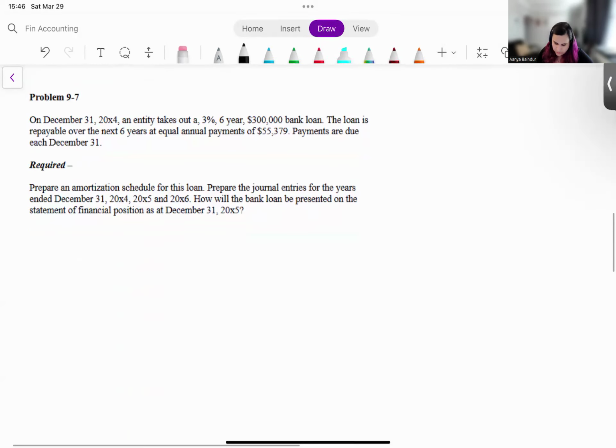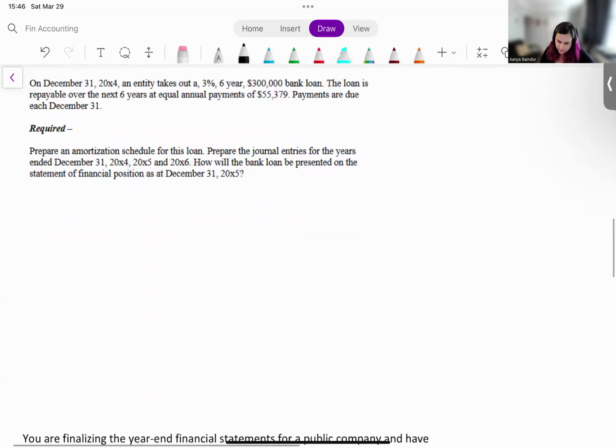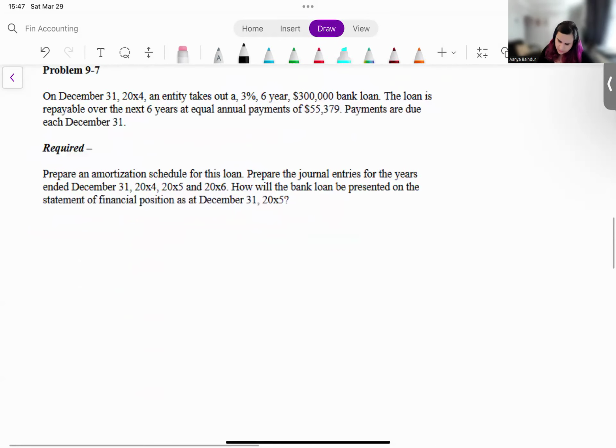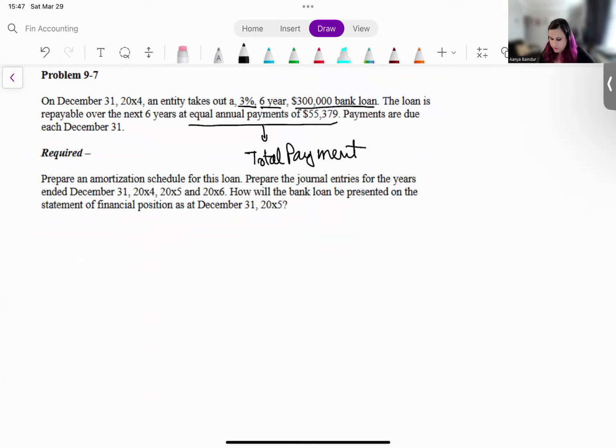Now let's go to the next one. This is a question related to the amortization schedule, so let's go ahead and create one. We've taken out a 3%, 6-year, $300,000 loan. The loan is repayable over the next 6 years with equal annual payments. So this is the total payment of 55,379. Let's go ahead and create the amortization schedule.